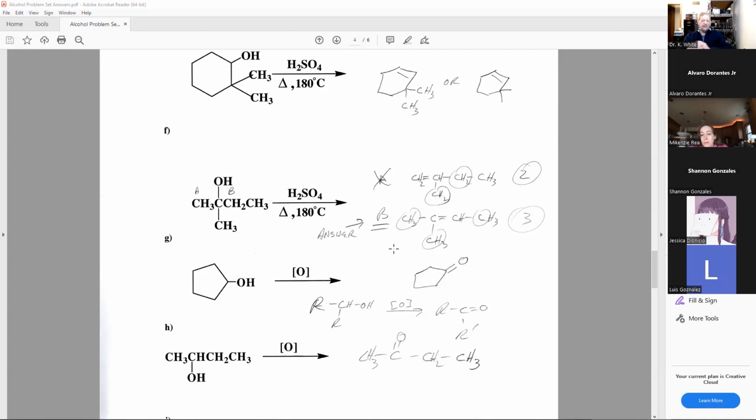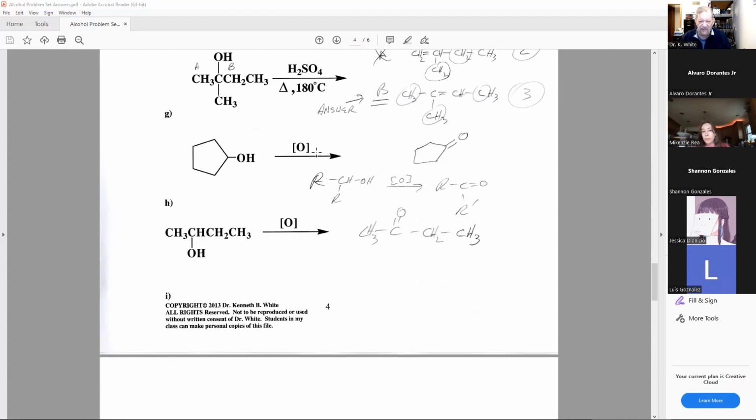How do you use Zaitsev's rule? The molecule with the most carbon atoms directly bonded to the carbons of the double bond is the molecule you get. Real life, you get 90-10, but I'll make it easier for you. So if we look here, A has 1, 2 carbons. You don't count the CH3. B has 1, 2, 3. 3 is greater than 2, and therefore B is your answer.